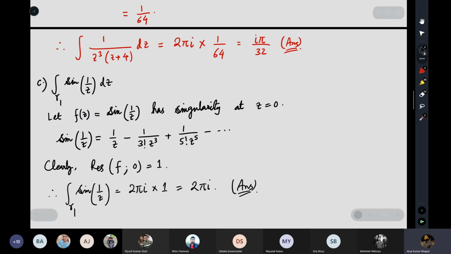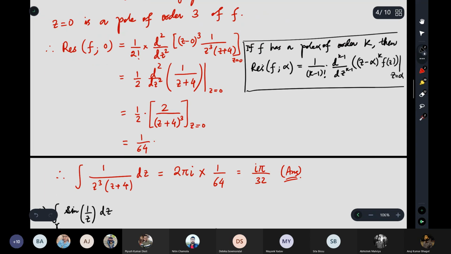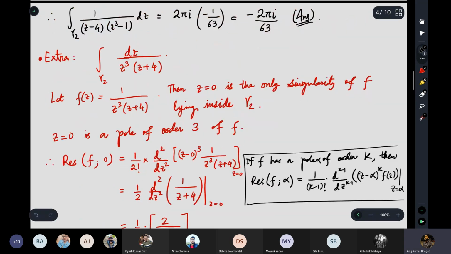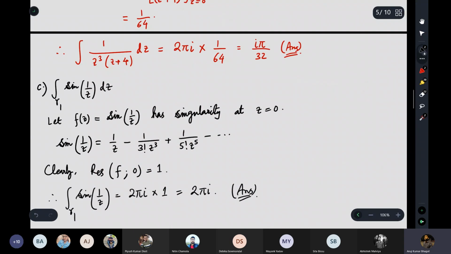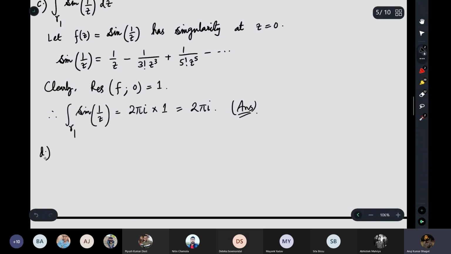For poles, we have the formula for residue, and for removable singularity, the residue is always 0. And for part (d), the integral of z e to the power 1 by z dz. So again, it is very simple.